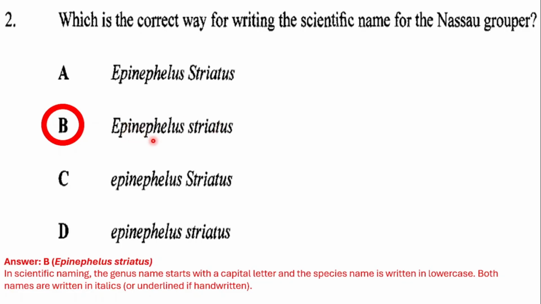So here, this is definitely the correct answer because the genus name is capitalized, the species name is written in lowercase, and it definitely does start with a lowercase letter, and both of these words are in italics. And so the correct answer is definitely going to be B. This is the correct way for writing the scientific name for the Nassau grouper.